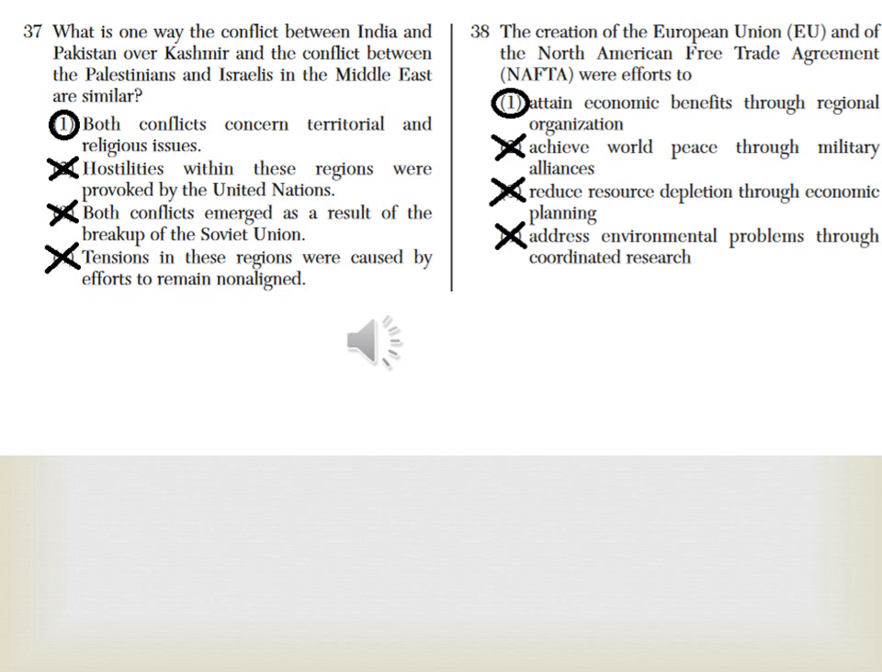It's such an easy question. You guys should not get this question wrong. If you guys get this question wrong, you don't even belong in a Regents exam. I'm sorry, but that's a really easy question.